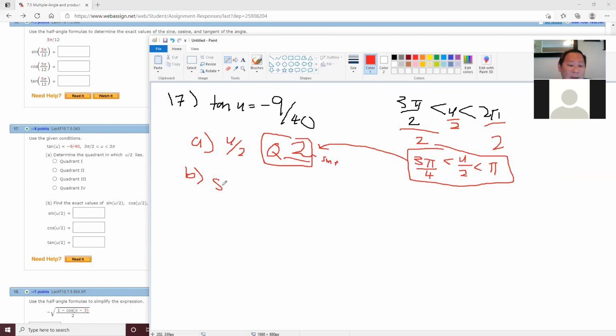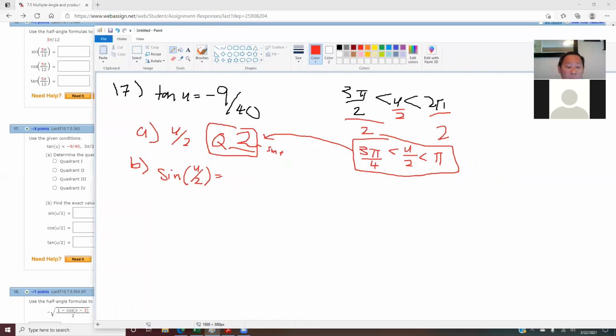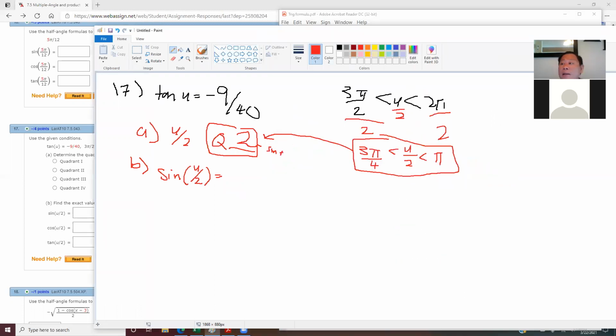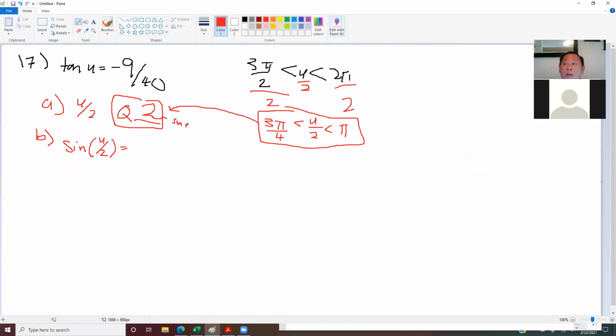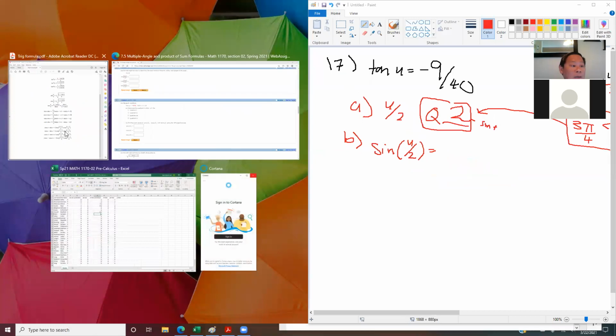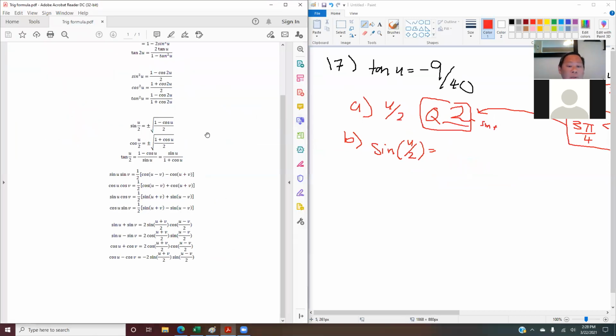Cosine, tangent, everything is negative. So now question B is asking, how do you find sine u over 2? Then we will use the formula. Sine u over 2 is plus or minus the square root of 1 minus cosine u over 2.